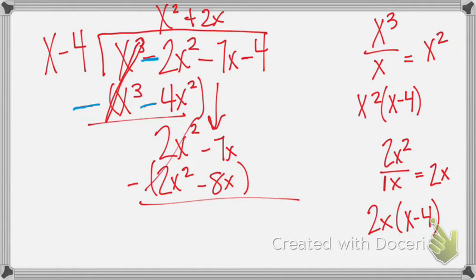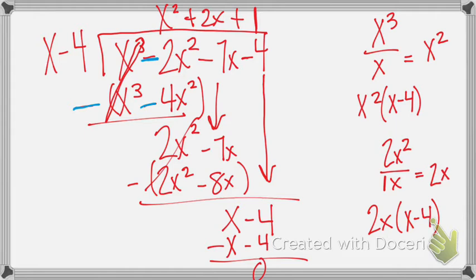Now we have this negative 7x minus a negative 8x. But these two negatives make a positive, so you have a negative 7 plus 8, which leaves you with how many x's? Just 1. So now we have to bring down that last term. What's our last term we have to bring down? How many times does x minus 4 go into x minus 4? Just once. 1 times x minus 4 is just x minus 4. So here is my answer: x squared plus 2x plus 1.